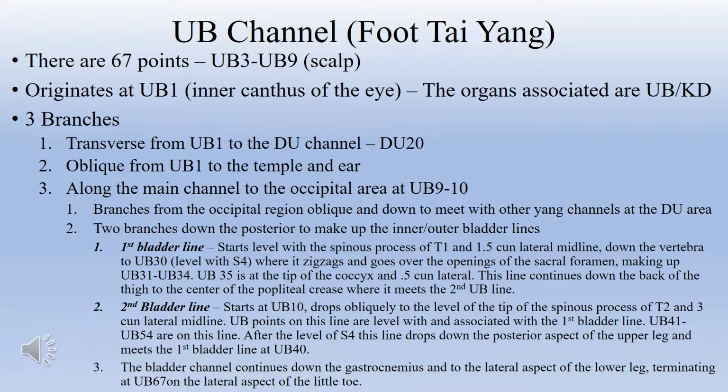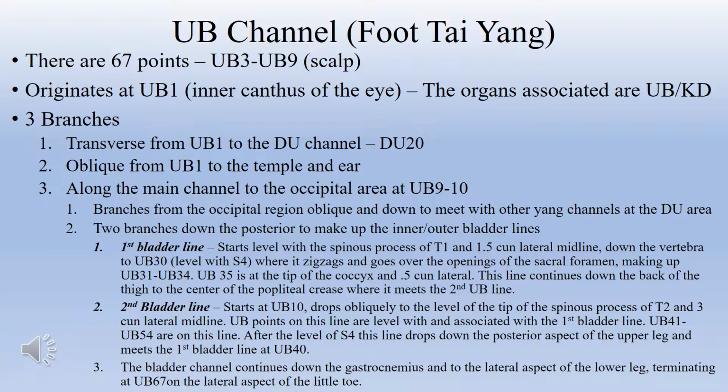The second bladder line starts at UB10, drops obliquely to the level of the tip of the spinous process of T2 and 3 soon lateral to the midline. UB points on this line are level with and associated with the first bladder line. UB41 through UB54 are on this line.